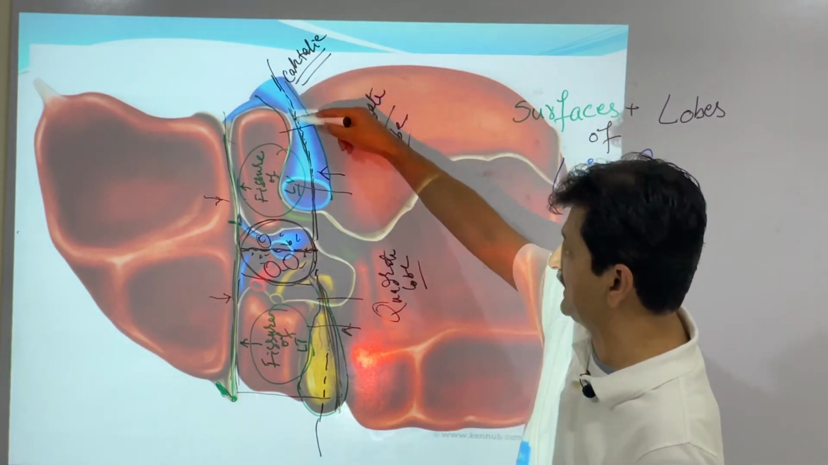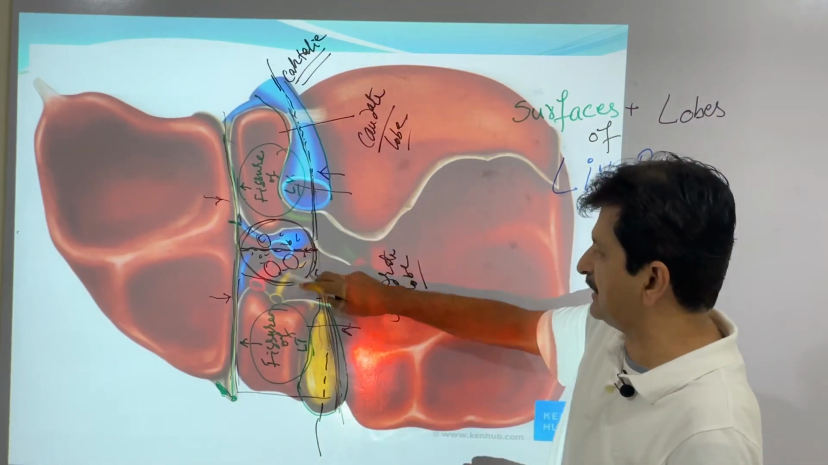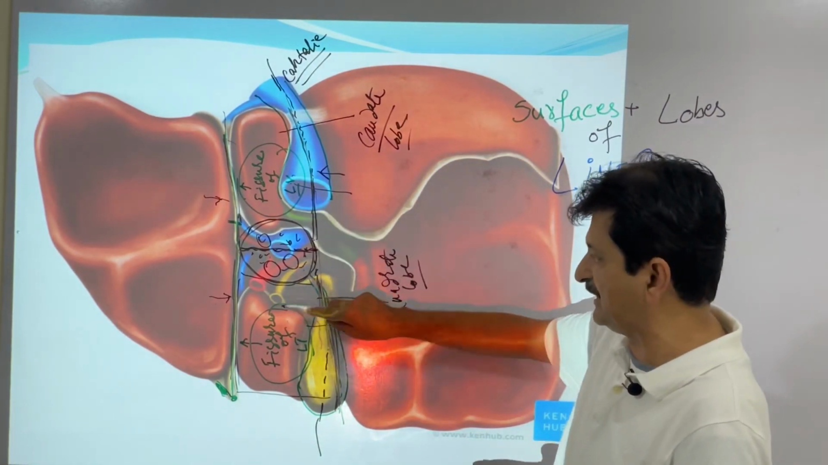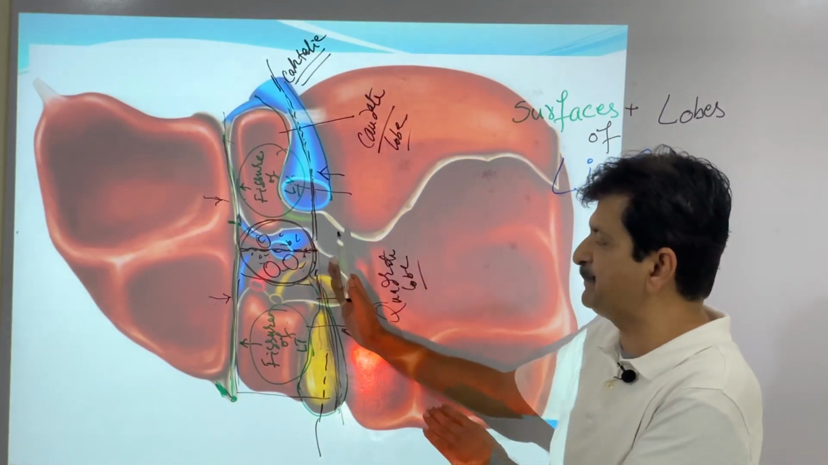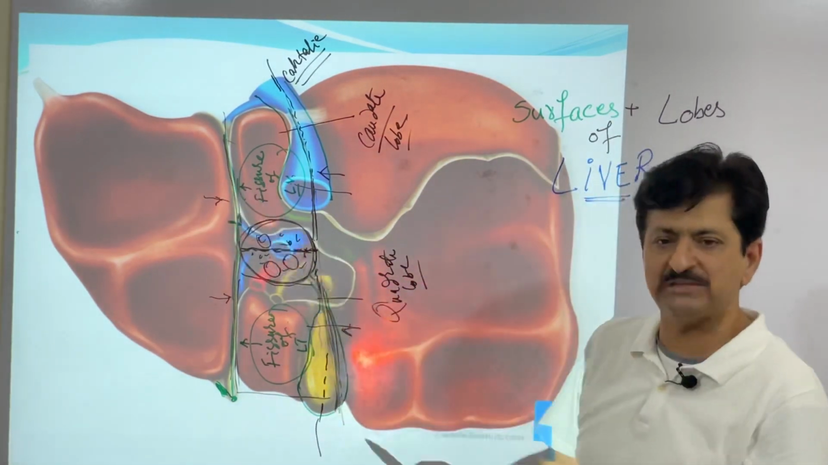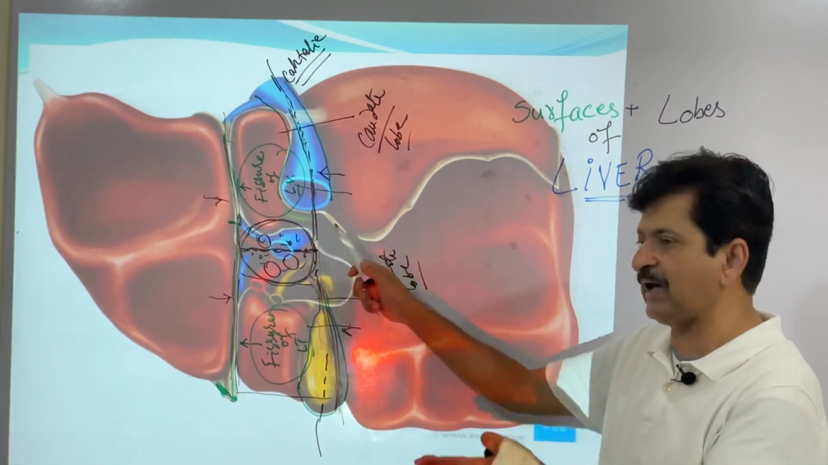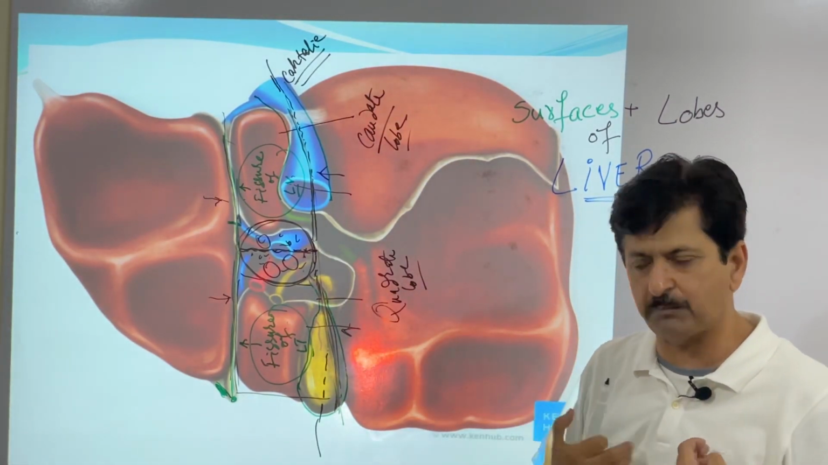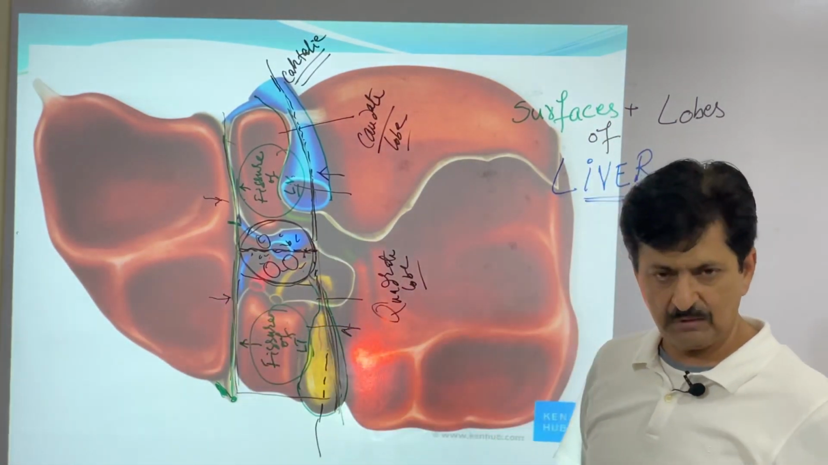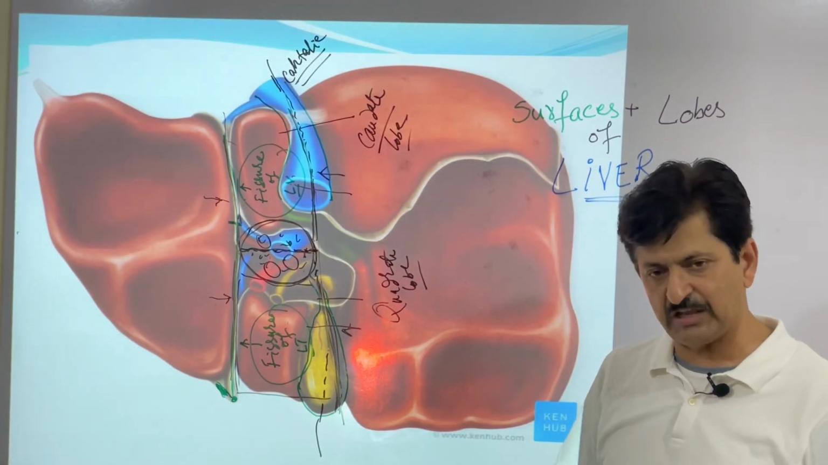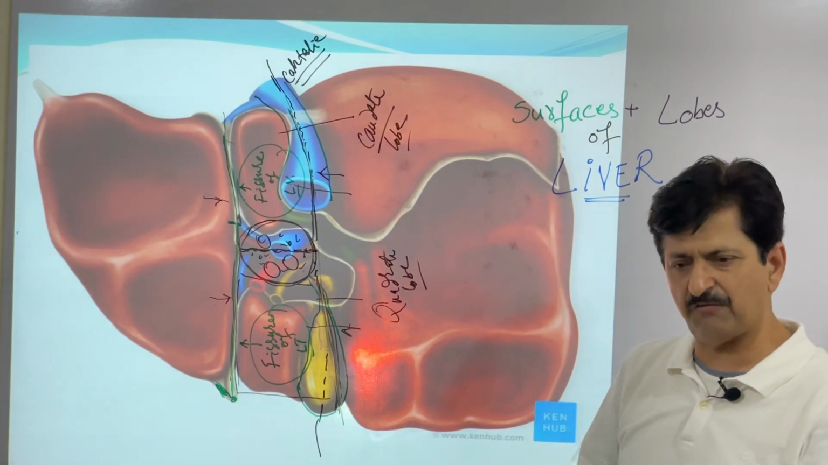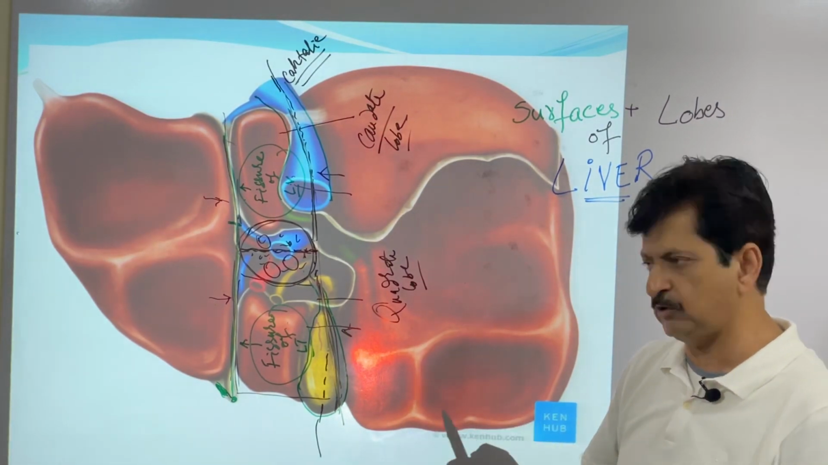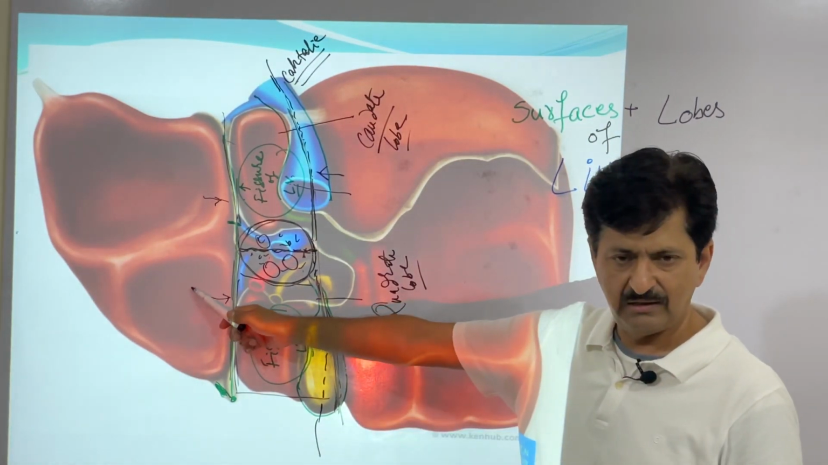So when I draw this Cantlie's line, the caudate and the quadrate lobes belong to the right lobe obviously anatomically, but functionally they are actually parts of the left lobe. Means they are born in the house of the right, but they have been adopted by the left. Means the left will look after them. It will give all the allowances, everything: blood supply, venous drainage, lymphatics, etc. It will be provided by the left side area.